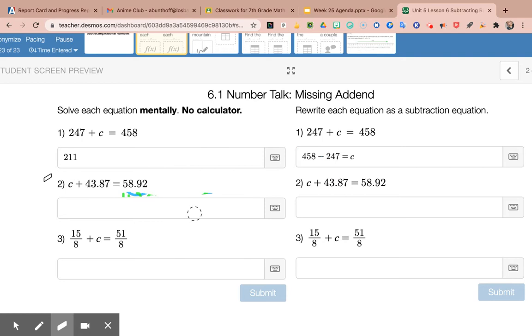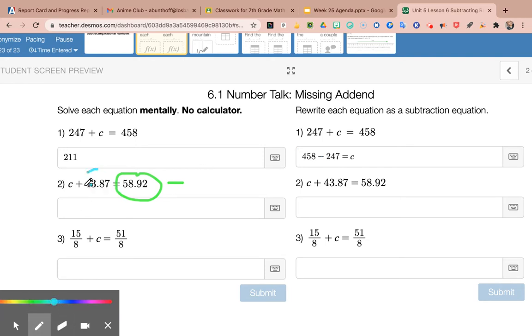So I'll go ahead and let you guys do that one. We're going to do this number minus this number. So this number minus that number. Whatever you get, you'll type in the box here. Remember, we line up the decimal.